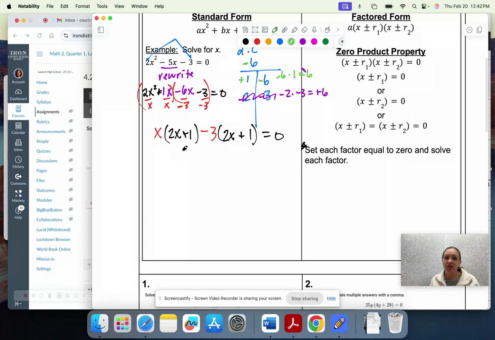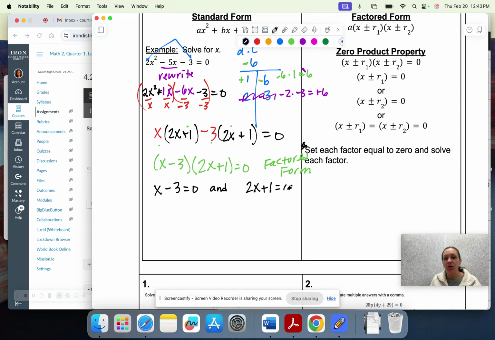And now we write in factored form. So we have our first factor is what we divided by, what we took out. Then our second factor is the one that's written twice that's the same. All right, so this is factored form. Once we're in factored form, we use what we call the zero product property. So each factor, we have to find out what each one of those was equaling 0. So x minus 3 equals 0, and 2x plus 1 equals 0. We take each factor, set it equal to 0, and then solve.